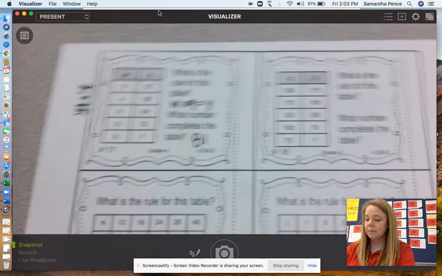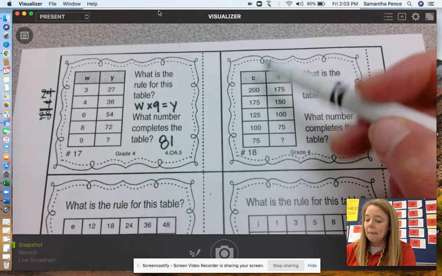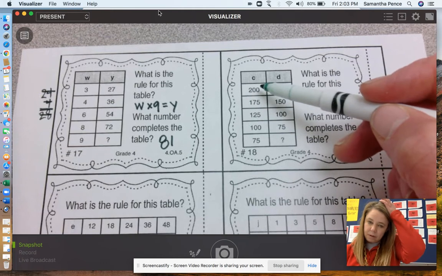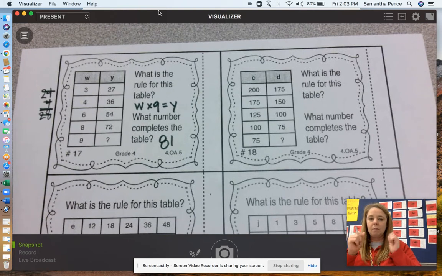Let's look at the next one. Our input variable here is C, and our output is D. And I'm looking at our input-output. So we've got the number 200, something happens, and out goes 175. In comes 175, something happens, out goes 150. In comes 125, something happens, out goes 100.